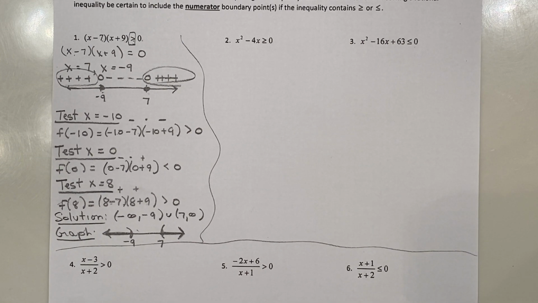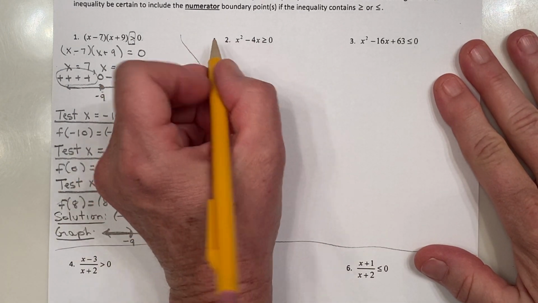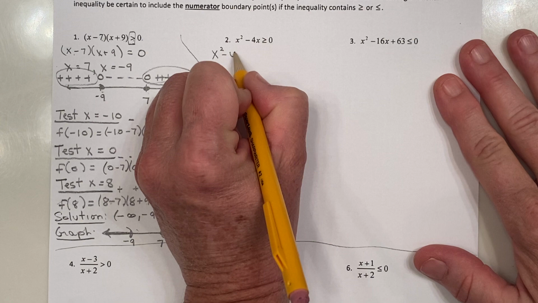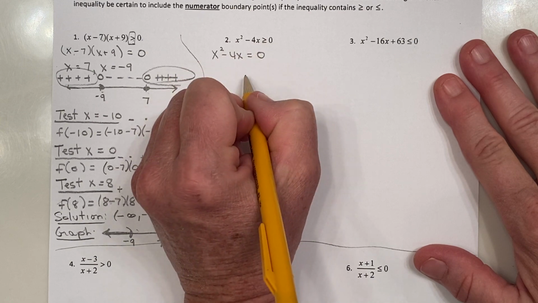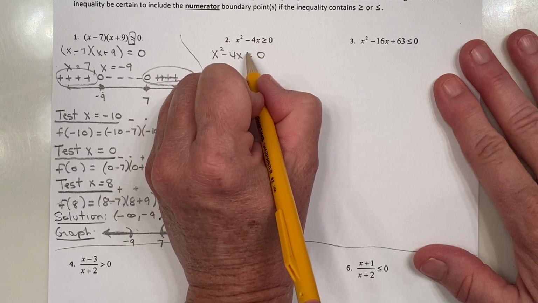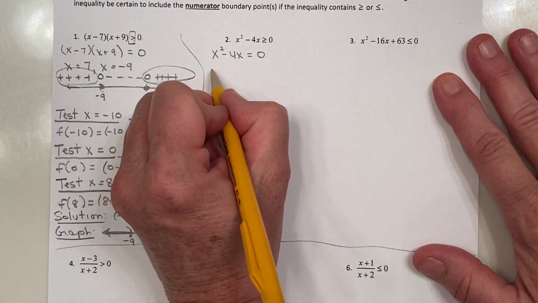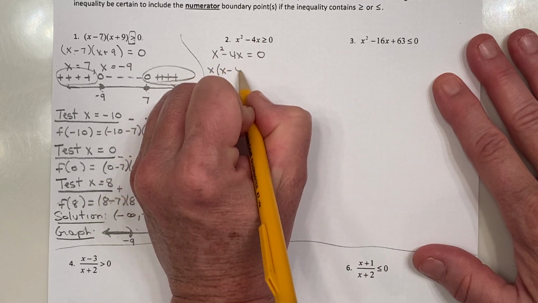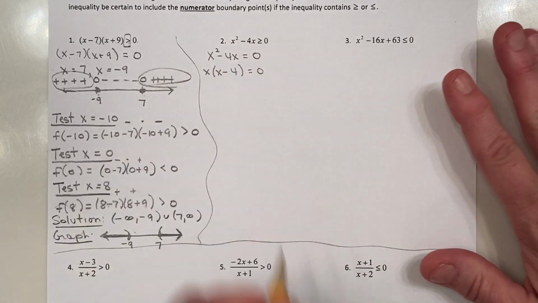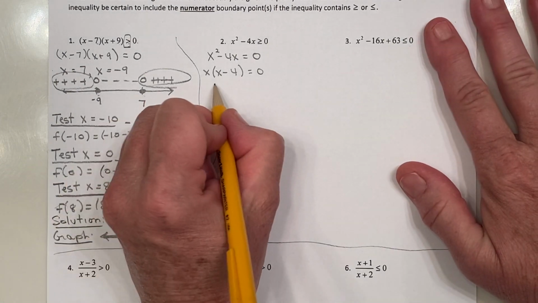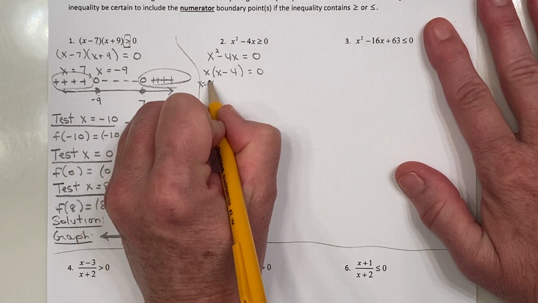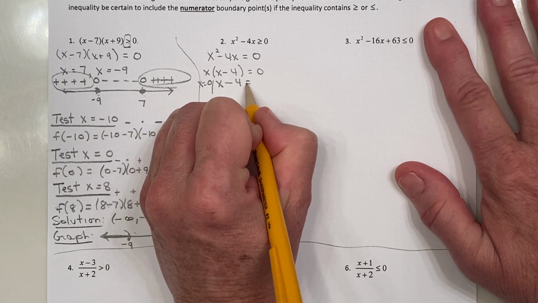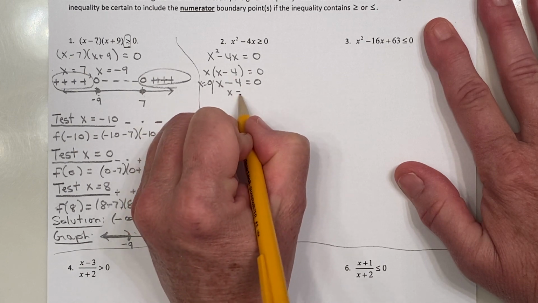Okay, example 2. All right, the polynomial inequality is already set to 0. So let's set the polynomial equal to 0. I want to factor. Notice there's no constant, so I don't need to do a factor sum chart. Let's just pull out the x. Set each factor equal to 0. So one of the boundary points is 0. And then from this factor, the other boundary point is 4.